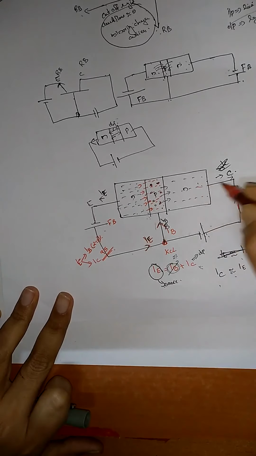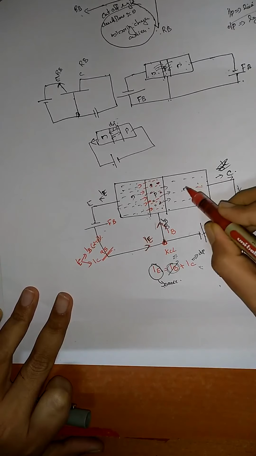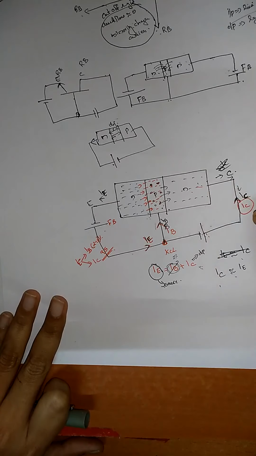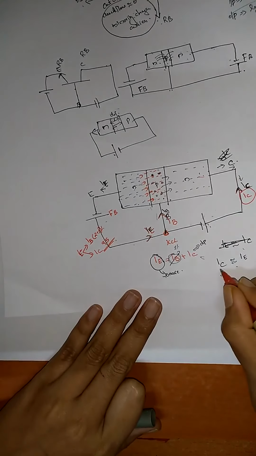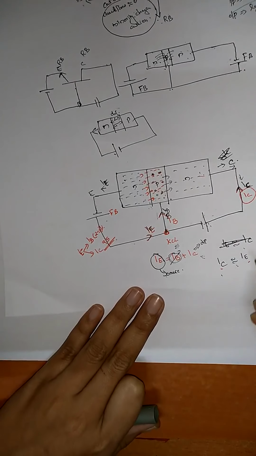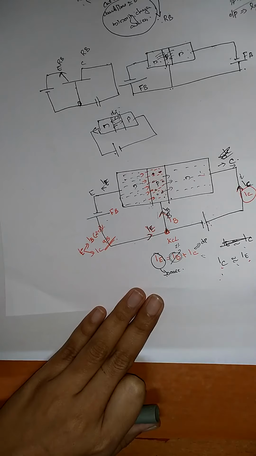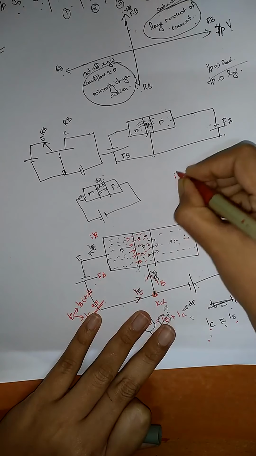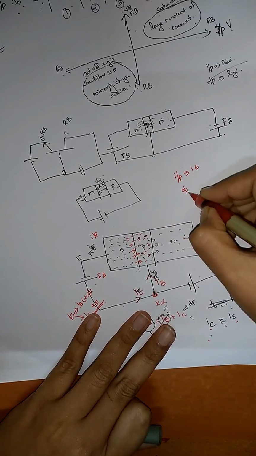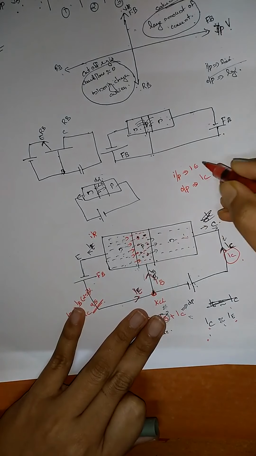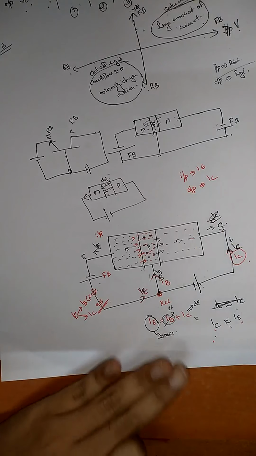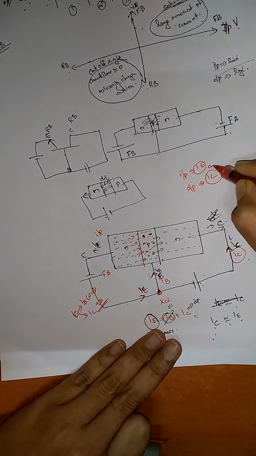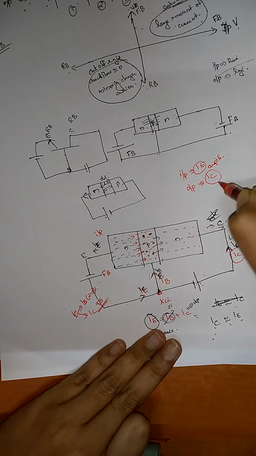This current is because of the majority current carriers, isn't it? Here I told you IC is approximately equal to IE, or the efficiency or amplification, because here the input is IE and the output current is IC. So what is the amplification? The main purpose of the transistor is to work as an amplifier. So this input should be amplified at the output through the collector.